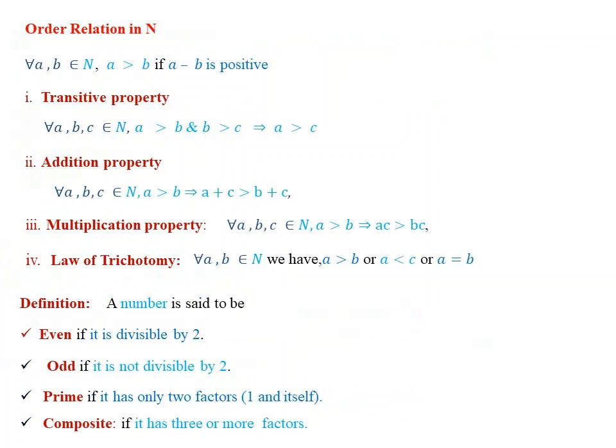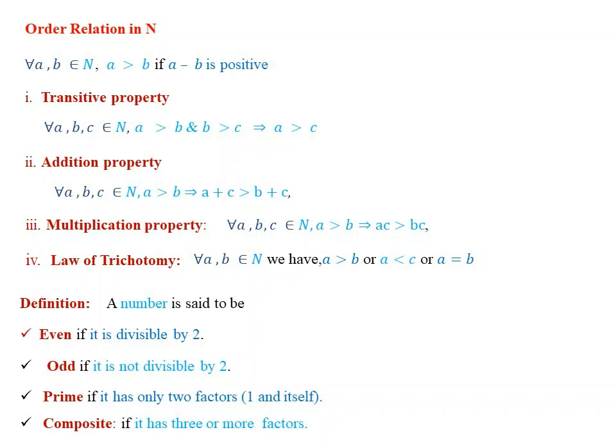Order relations on the set of natural numbers. Let A and B be natural numbers, then A is greater than B if A minus B is greater than zero. If A minus B is positive, meaning greater than zero, then A is greater than B.